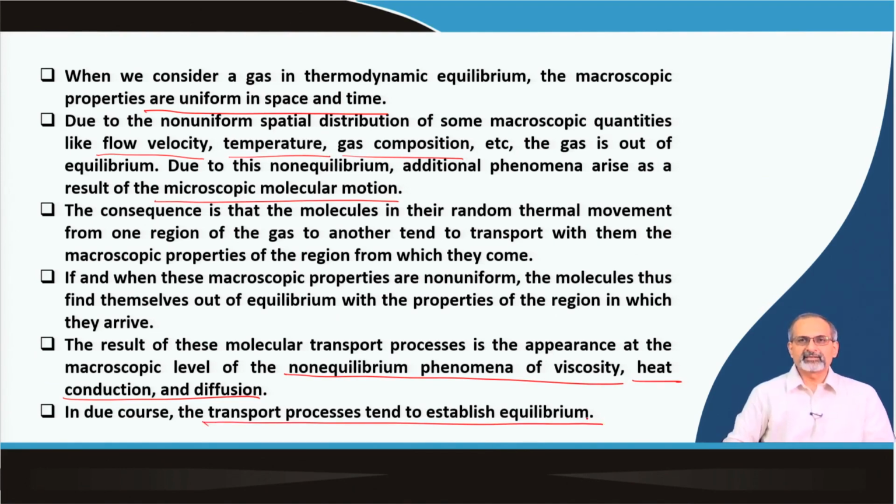So, this is essentially the background that we are trying to discuss and elaborate further. So, it all gets triggered from non-uniform spatial distribution of some of the macroscopic quantities, which throws the system out of equilibrium and sets in the non-equilibrium effects, which finally lead to the viscosity, heat conduction and diffusion playing a role in the transport processes.